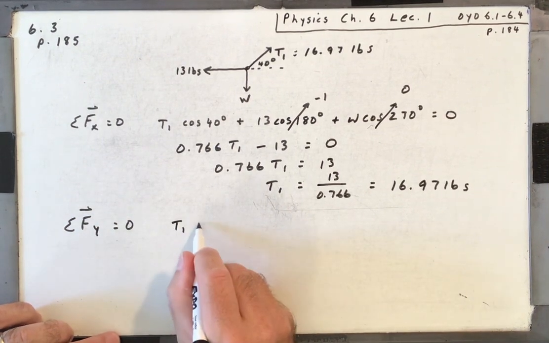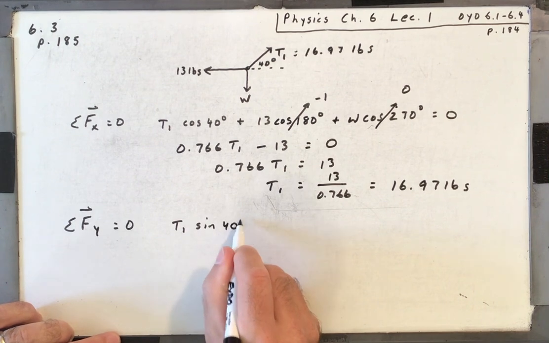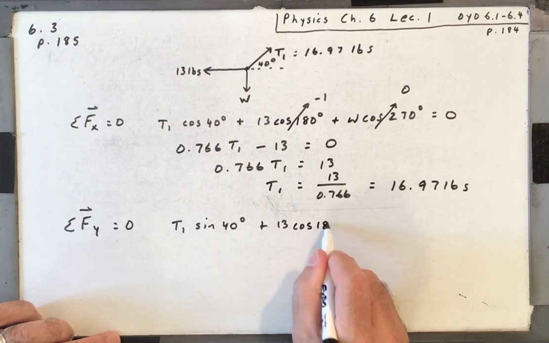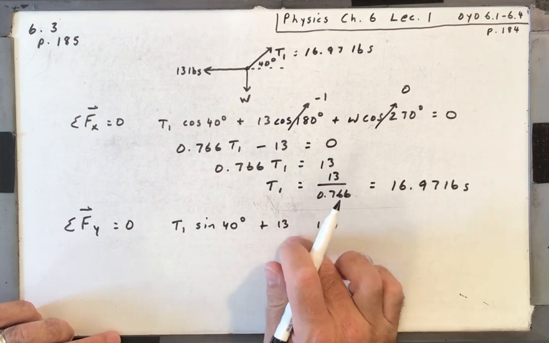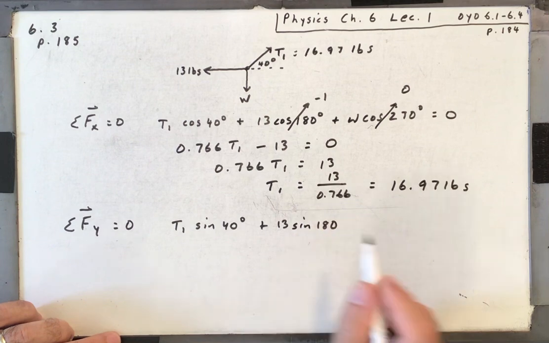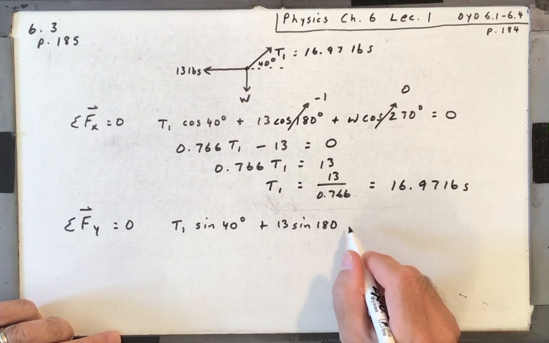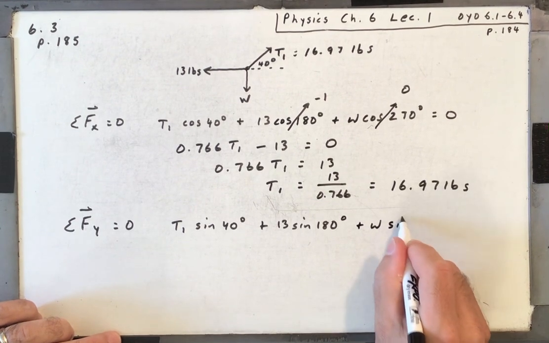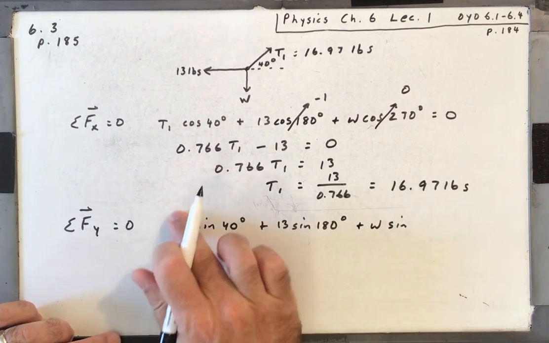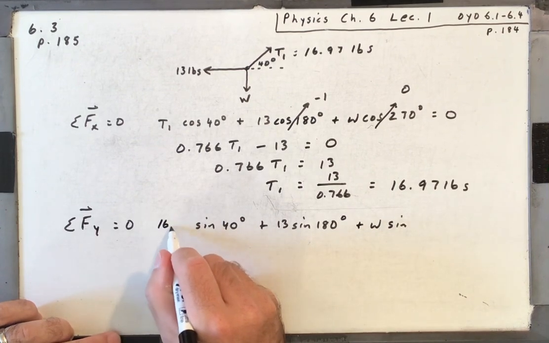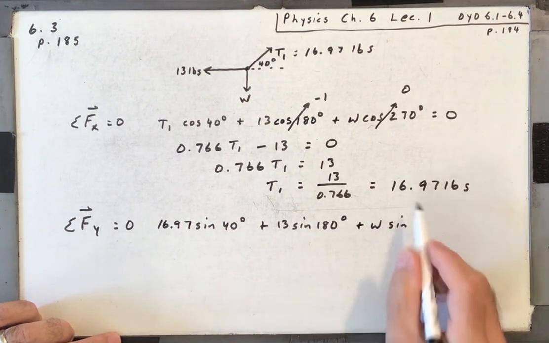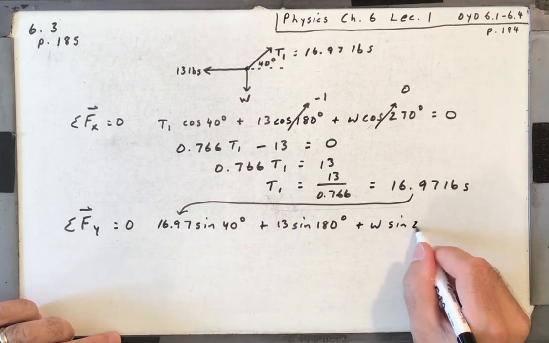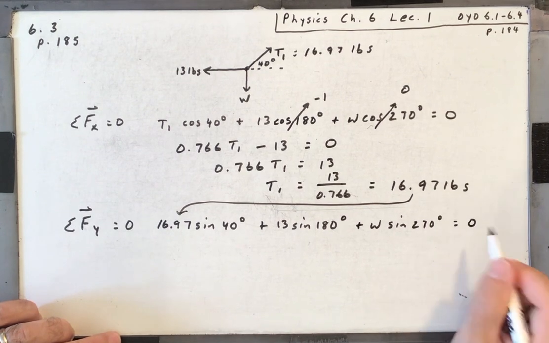So I'd have T1 sine 40 degrees plus 13 cosine 180 degrees, not cosine, sorry, sine. Remember, we're substituting sine for cosine, plus W sine, and that T1, I'm sorry, T1 is 16.97, plus W sine 270 degrees equals 0.